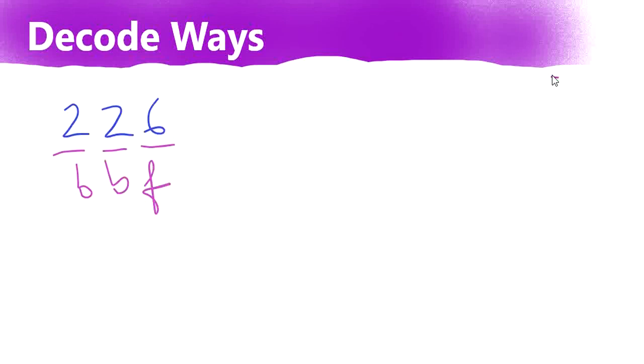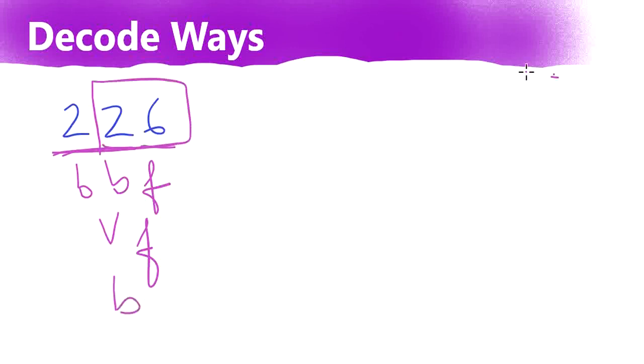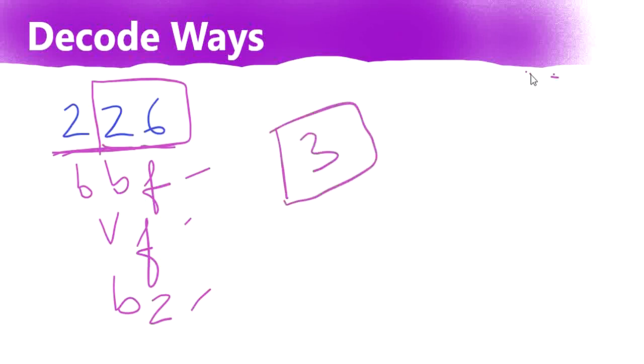Suppose we are going to consider the first two digits together and the last digit separately. In that case, the string is going to be V and F. Or if we are going to consider this 2 separately and 26 separately, then it is going to be BZ. So these three ways are the possible solutions to convert the number 226 to strings. So our output is going to be 3. So this can be one case.